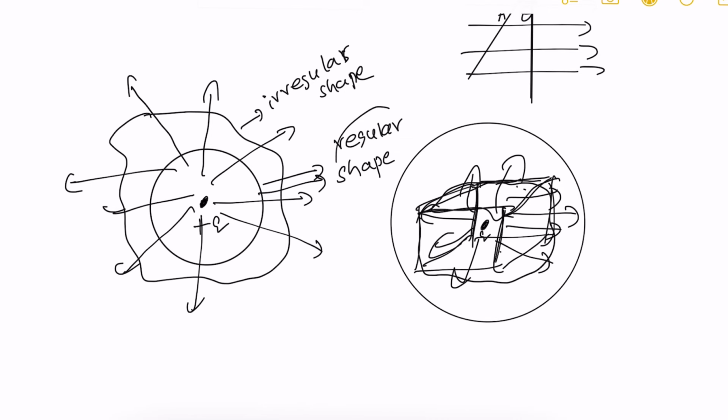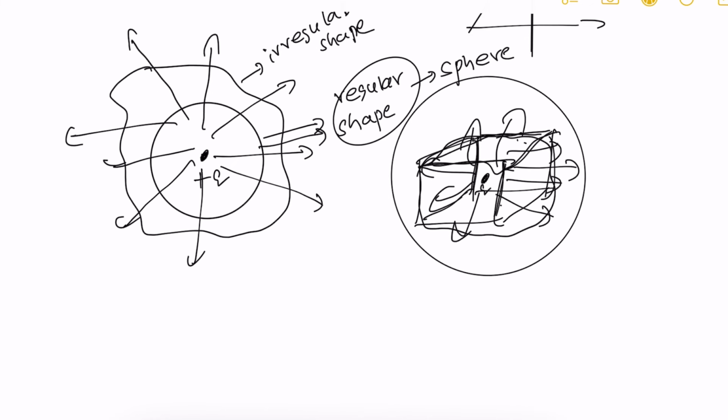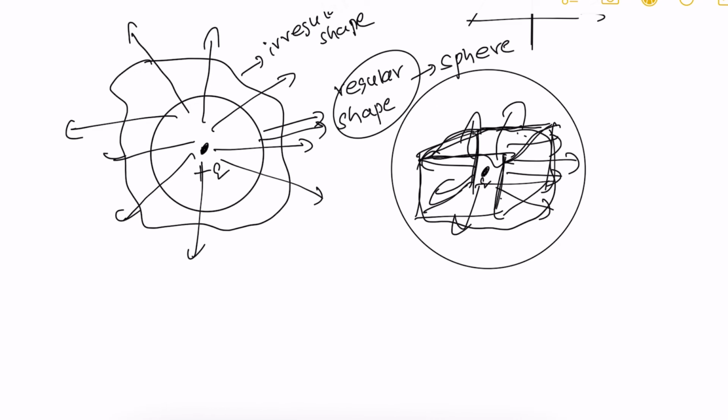Okay, what is the regular shape here? That is the sphere. Okay, so the number of lines passed through the irregular shape is equivalent to the number of lines passed through the regular shape. Yes or no?